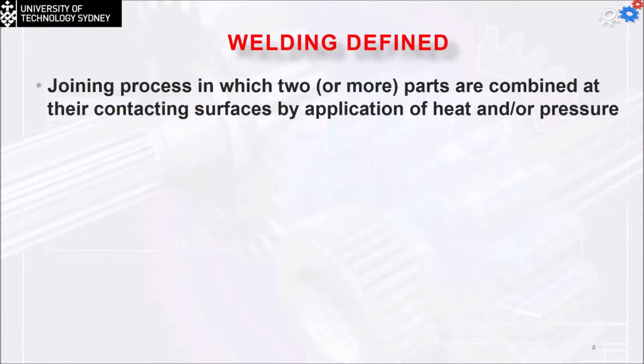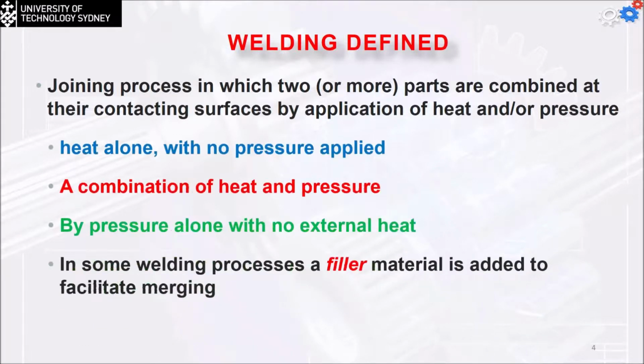Welding is defined as a joining process in which two parts are combined. The combination happens between mating faces or contacting faces by the application of heat or pressure, or both together. Heat alone with no pressure can be applied. I can add a combination of heat and pressure, and I can also do it by pressure alone with no external heat added.